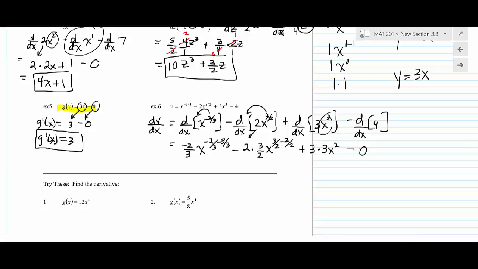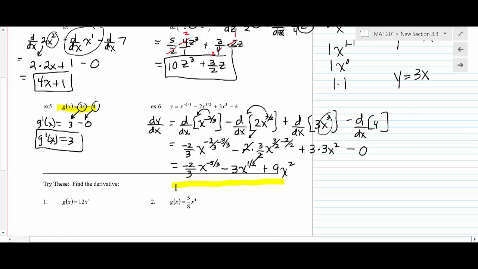Okay, and again, just do anything you can do in your head, do in your head. That's the goal. So what we have is negative 2/3 x to the negative 5/3. Okay, notice on this one the 2's cross out, so yeah, you want to simplify stuff. So that will be minus 3 x to the 1/2. And then finally at the end you would have 3 times 3 or 9x to the second. Now you can go further than that. I'm just going to choose to stop at that point.